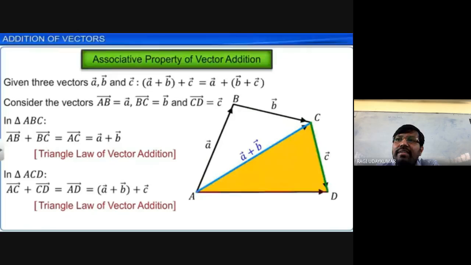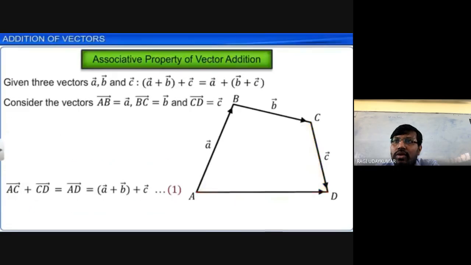A to C is given and C to D is given. Blue color and green color. So if we add all three, a bar plus b bar plus c bar will come. So AD we can write as a bar plus b bar in the brackets plus c bar. If you take it like this, okay.